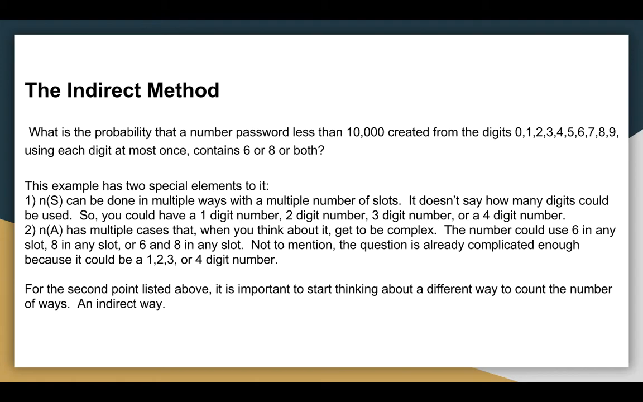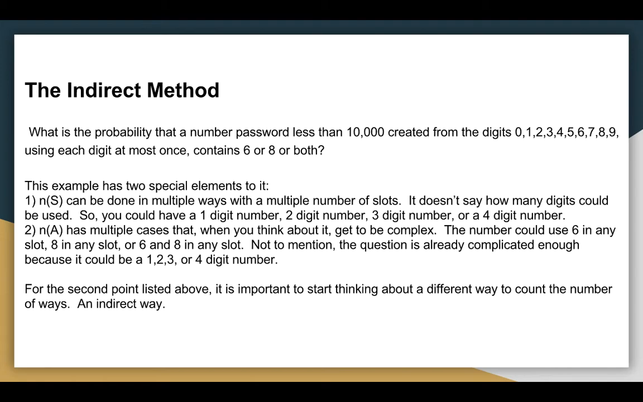Now looking at an indirect method question, we'll solve the question on the next slide, but just look at the question and see what the elements are to it. You have a number password that has to be less than 10,000, created from the digits 0, 1, 2, 3, 4, 5, 6, 7, 8, 9, using each digit at most once. And what's the probability that it contains 6 or 8 or both? So you can only use every number once.